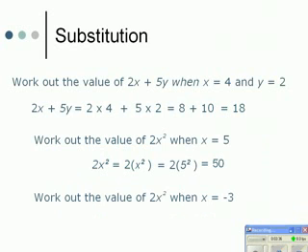So this time we've got to work out 2x squared when it's given us x as minus 3. So as before, we know we've got to do 2 lots of x squared. So we're doing 2 lots of minus 3 squared. Well, minus 3 squared would be minus 3 times minus 3, which is 9. Times that by 2 is 18.